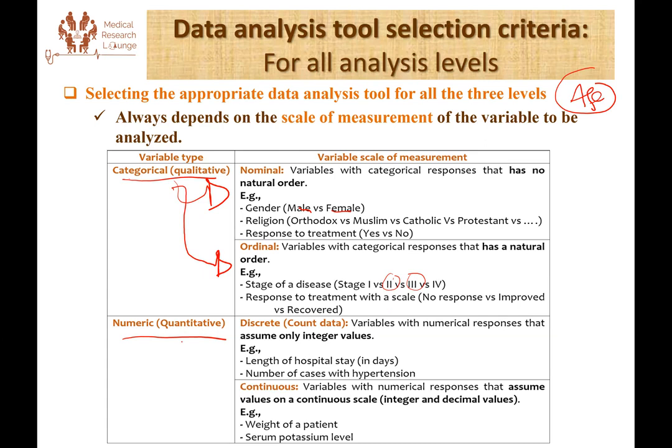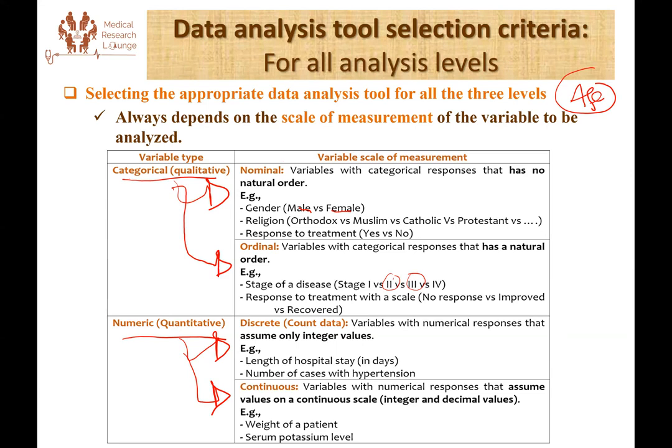And the other is numeric variables. Our numeric variables can have either discrete nature, that means they might assume only integer values, like number of cases or number of patients with hypertension. It will be like 1, 2, 3, 4. You can't have 1.5 patients or something like that. And we call these discrete or count data. But if your numeric variable can assume all values on a continuous scale, like the weight of a patient, serum potassium, sodium, other laboratory values, then that variable's scale of measurement is on a continuous scale.